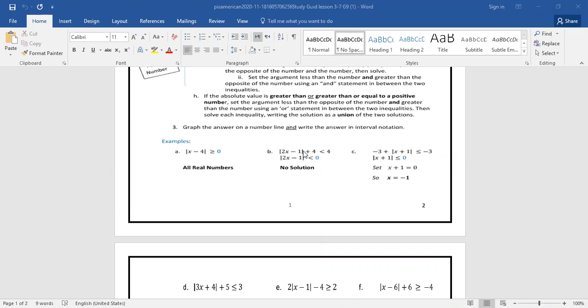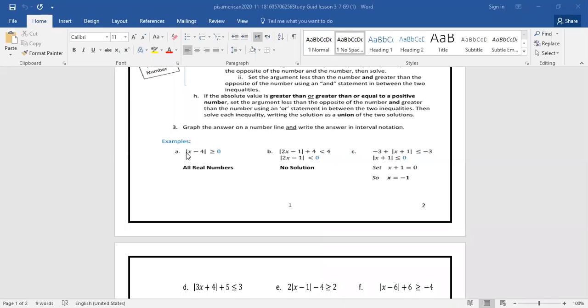Okay, so I have a question here. For question number A, absolute value of x minus 4 more than or equal to 0. More than or equal to 0 means what? Tell me which options we can substitute. Any number positive or more than 0, right? The absolute value should be more than 0.